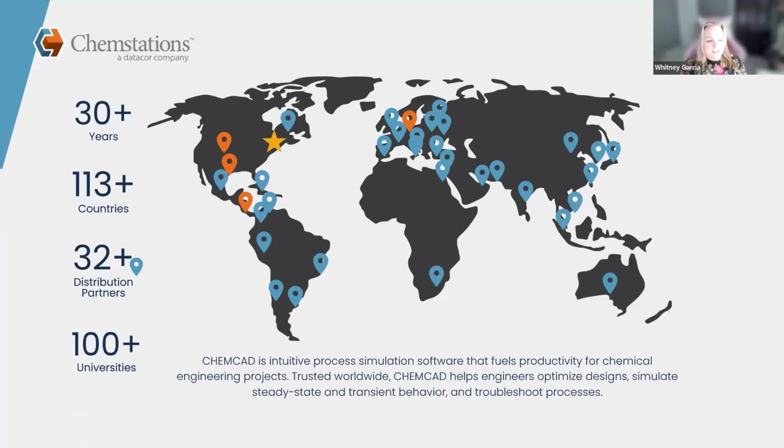So CHEMCAD is an intuitive process simulation software. We've been around for over 30 years. CHEMCAD is being used at over 100 universities worldwide. We also have CHEMCAD partners, which are our distributors worldwide.